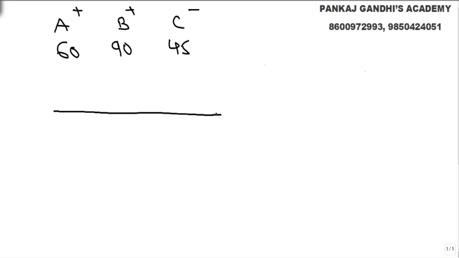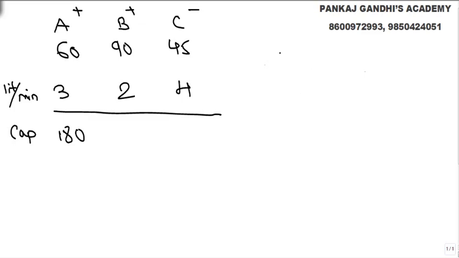Now, the question here is, there are three pipes. Pipe A, pipe B, and pipe C. Pipe A alone can fill it in 60. Pipe B alone can fill in 90. C can empty it in 45. Now how do we do it? We assume, let's say, the capacity is the LCM of that, 180. So per minute A fills 3 liters, per minute B fills 2, and per minute C empties 4.